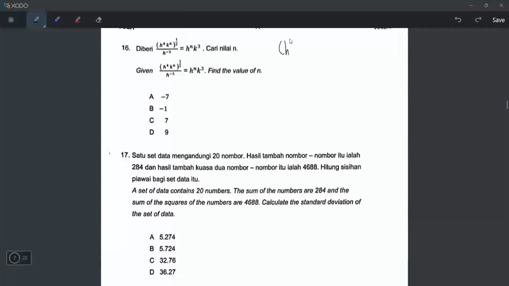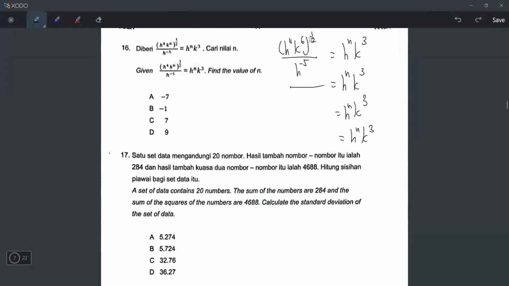Okay, let's write down the question first. h power 4, k power 6, all power 1 over 2, over h power negative 5, equals h power n, k power 3. I already know this h power n, k power 3. You don't touch it. You will leave it here. I think you have to compare at the end. Because there's nothing I can do here. But the left hand side, however, there's a lot of things I can do.